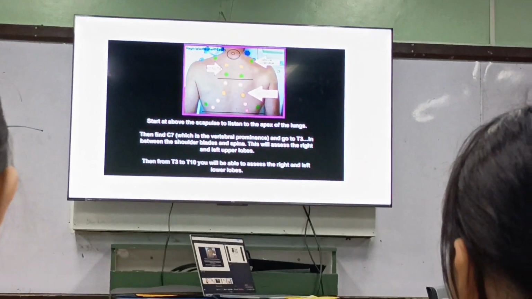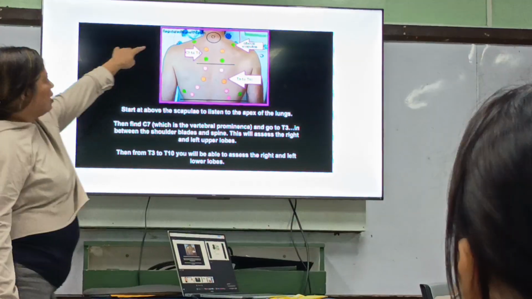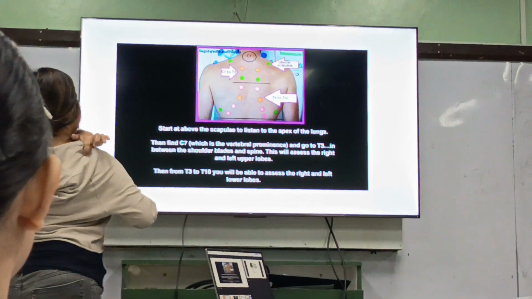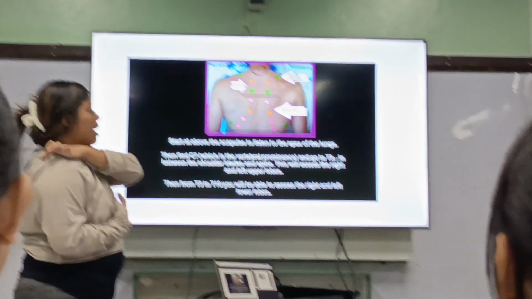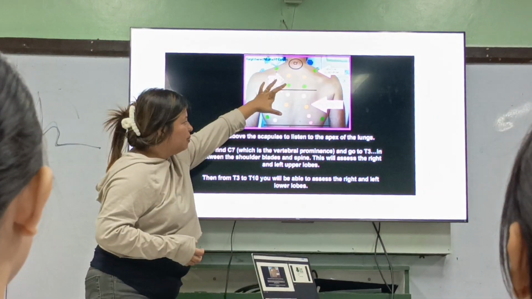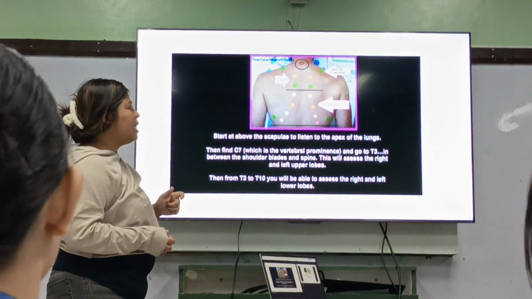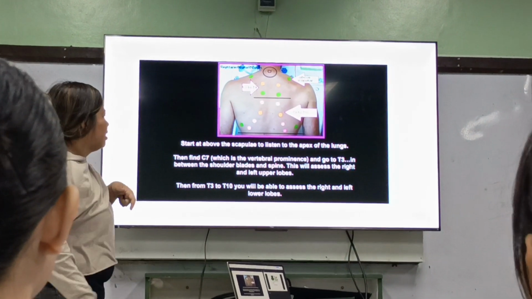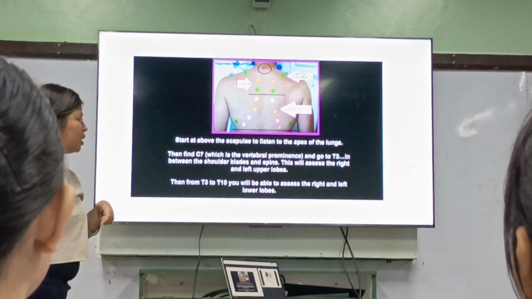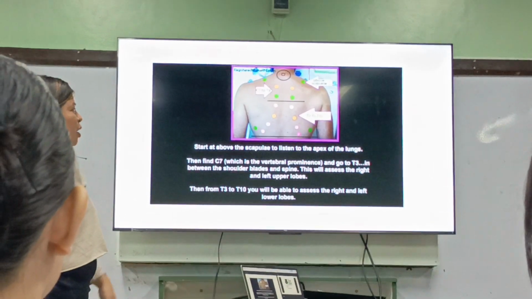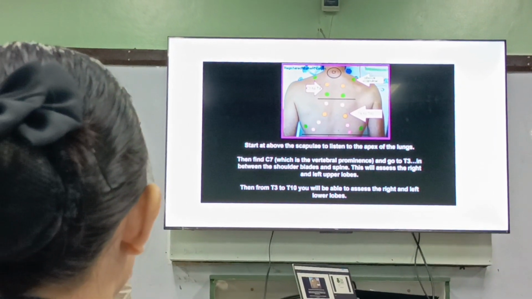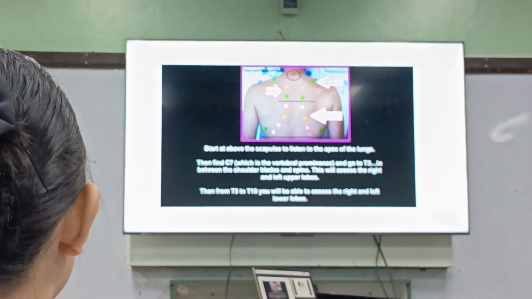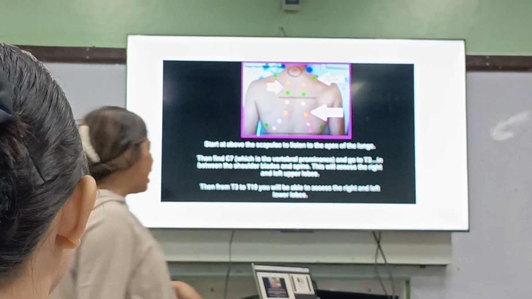Start at the back, at the scapulae, from T3 to T10. Then, for the lateral. When you find C7, which is the vertebral prominence, go to T3, in between the shoulder blades and spine. This will assess the right and left upper lobes.